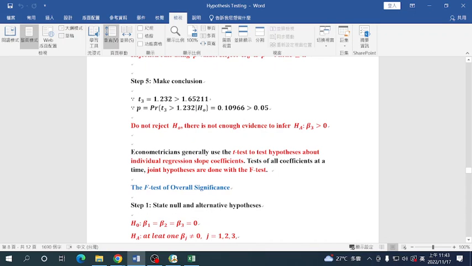This is what I did: state the null and alternative hypothesis. So it's like this one. The null hypothesis: beta 1, beta 2, and beta 3 all equal to 0. And the alternative hypothesis: at least one beta j not equal to 0, j equal to 1, 2, 3. You have to learn expressions like this one, okay?